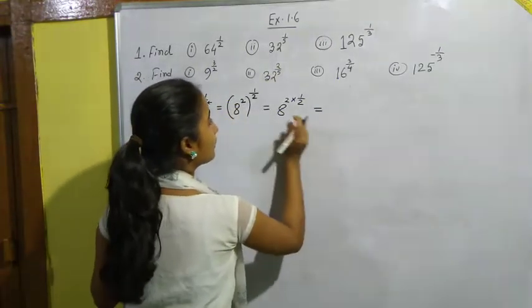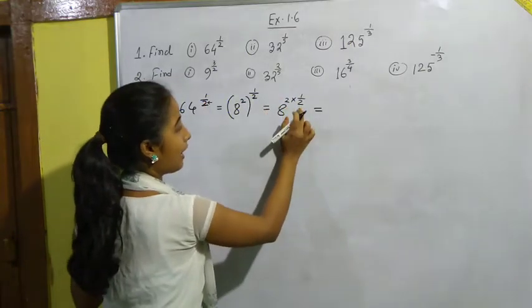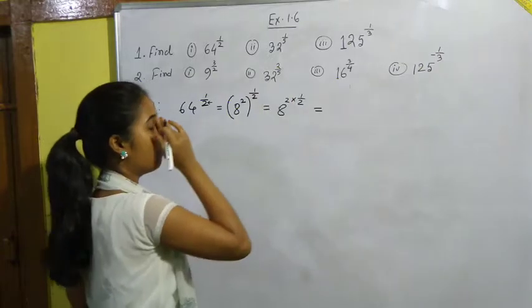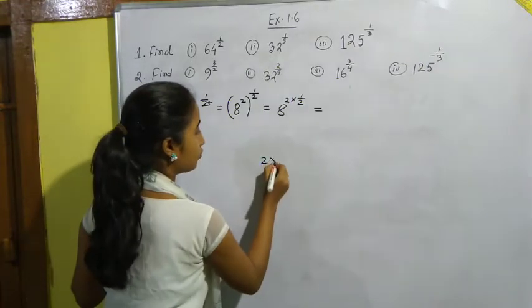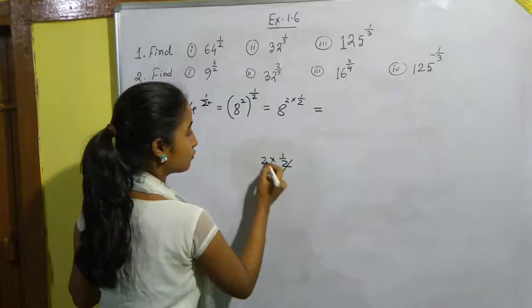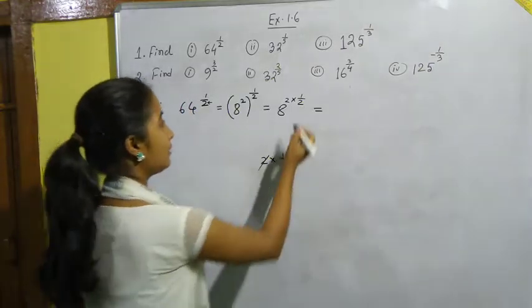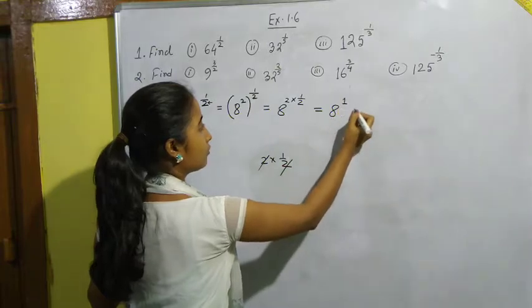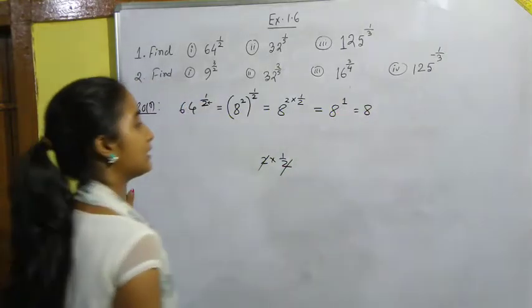Now these 2 and half are in the exponent form. That means 2 into half, cancel 2, and the remaining number will be 1. That means the number will be 8 to the power 1, or simply it is 8.